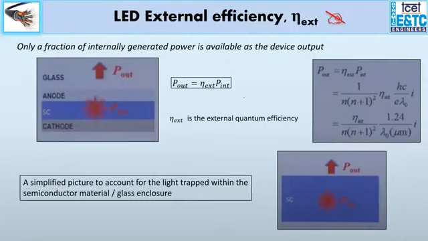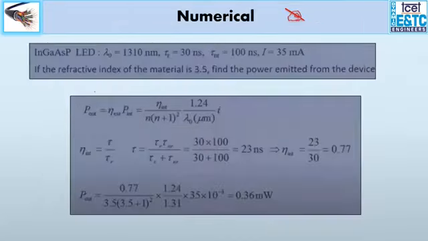So P out is equivalent to eta internal into PINT that you have already calculated. We can use this relationship, where the factor is 1 upon n into (n plus 1) the whole square, and n is the refractive index of the material that you are using. So you have an internally generated optical power, but only a portion of it is coming out, and that is an efficiency that we need to find out.